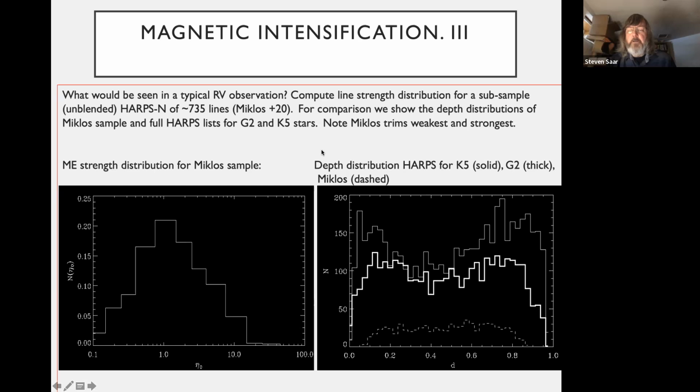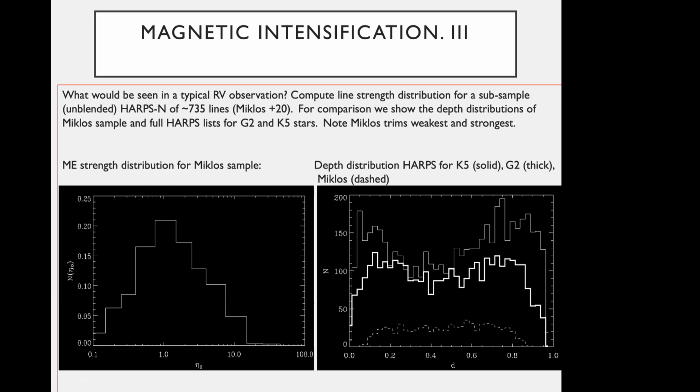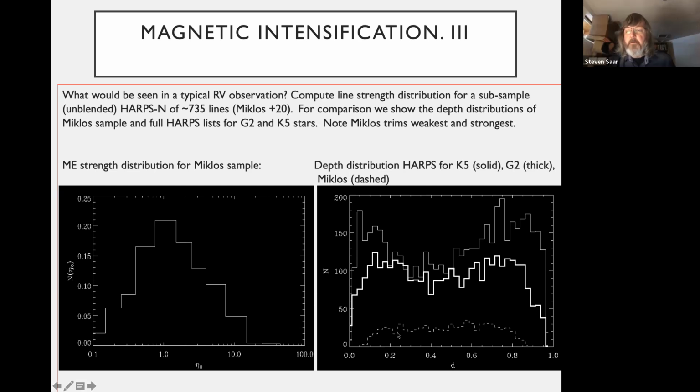As a comparison, on the right is the full depth distribution for the HARPS G2 and K5 masks. The K5 star is given by the thin distribution. The G2 star is given by the heavy one. And the Miklos sample that I was just talking about is given by the dashed distribution, which kind of trims the very weakest and strongest lines to an extent.